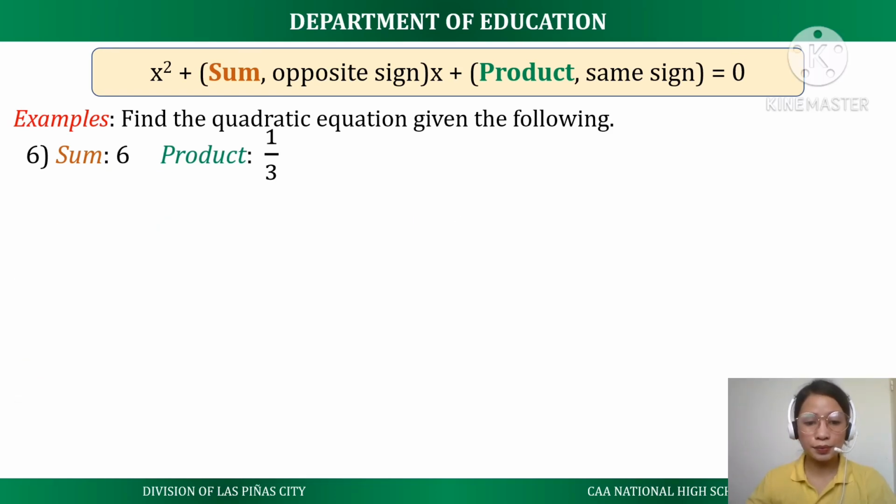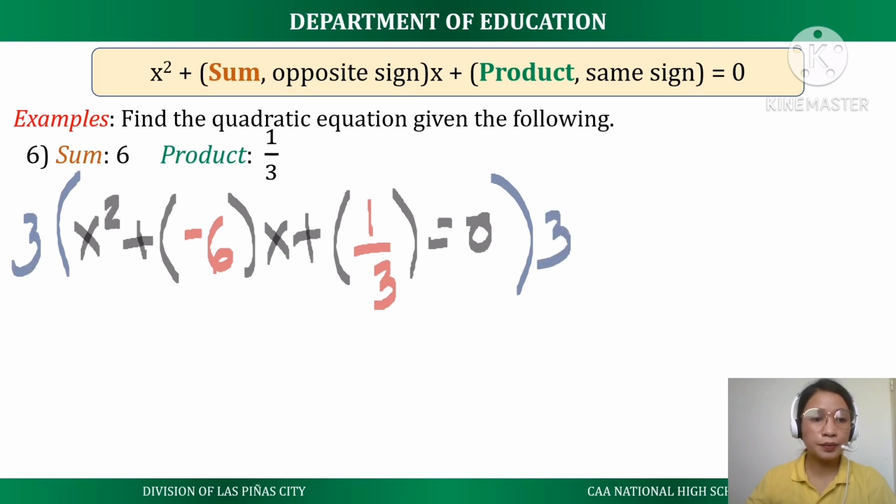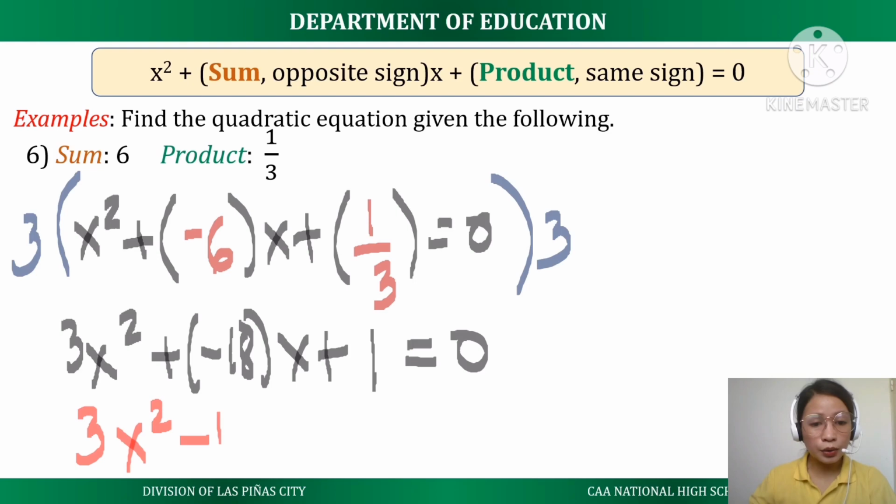Okay, let's have number 6. So yung formula, x squared plus, yung isa mamaya, pero opposite sign, plus, product is equal to 0. Opposite sign ng sum natin is negative 6. Same sign ng product is 1/3. Then, LCM. So, 3 and 1. So, multiply lang natin by 3. We have 3x squared. 3 times negative 6 is negative 18. X plus 3 times 1 is 3 divided by 3, 1 equals to 0. Write natin, we have 3x squared minus 18x plus 1 is equal to 0.